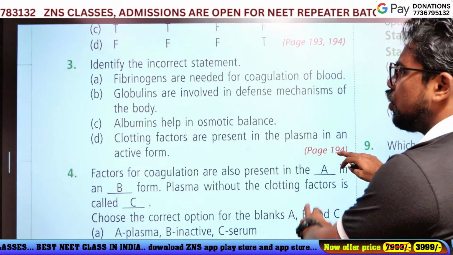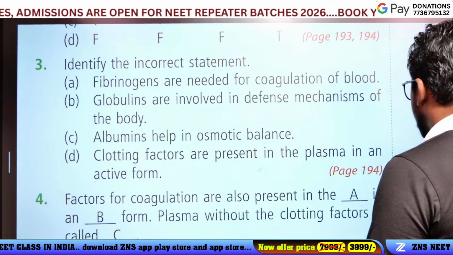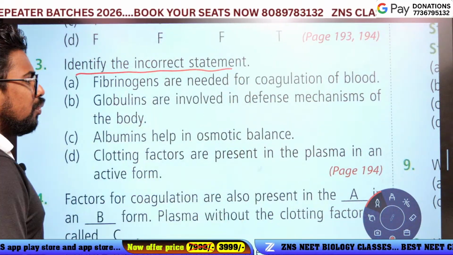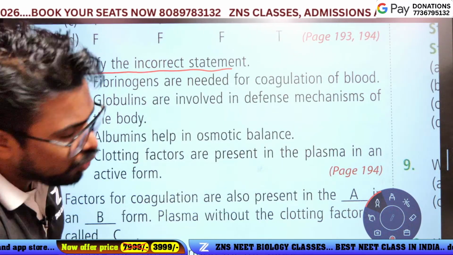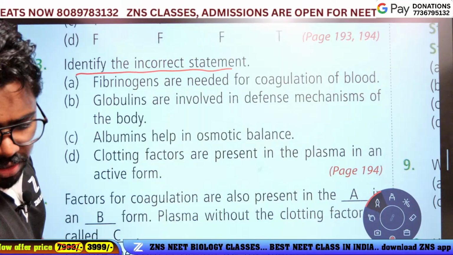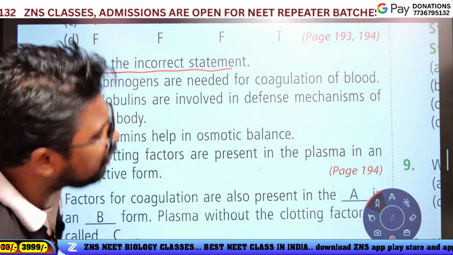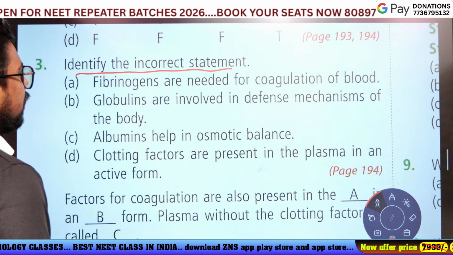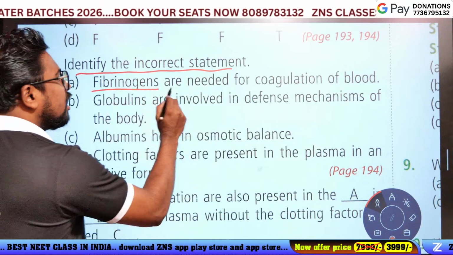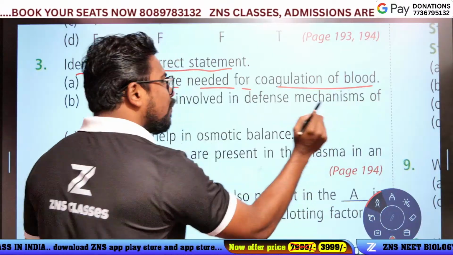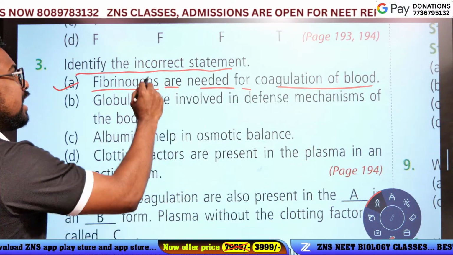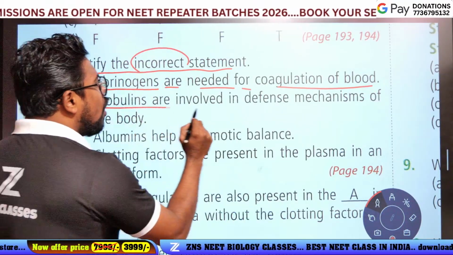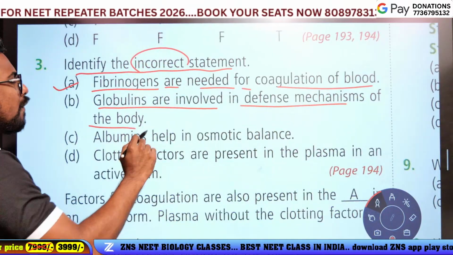Look here, guys. Next: identify the incorrect statements. Which statement is incorrect? First you read the question, then give me the answer. First of all, identify the incorrect statement. The fibrinogen is needed for coagulation of blood. This statement is correct, but only one statement is incorrect. Okay, this statement is correct. The globulins are involved in the defense mechanism of the body.